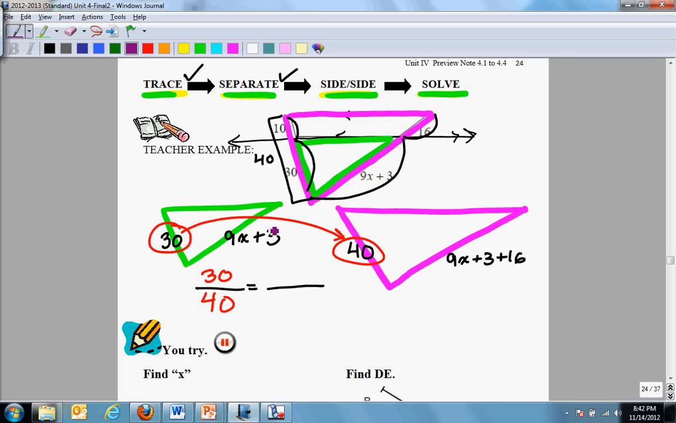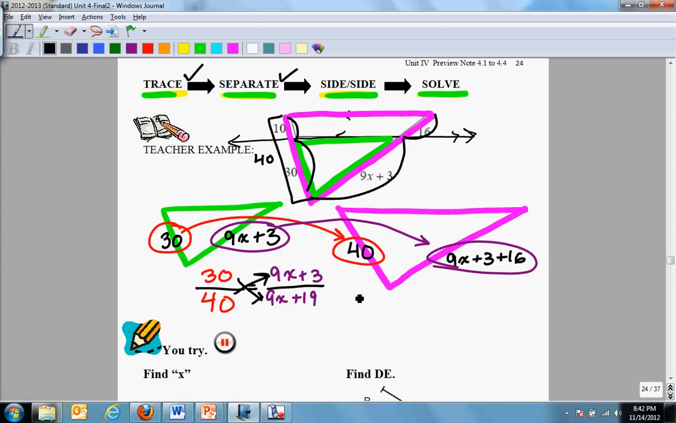Equals side over side. So it's going to be 9x plus 3 over 9x plus 3 plus 16. That's going to be 19, of course. So we have 9x plus 19. Now we're going to cross multiply and solve. So here we have 30 times 9x plus 19 equals 40 times 9x plus 3.